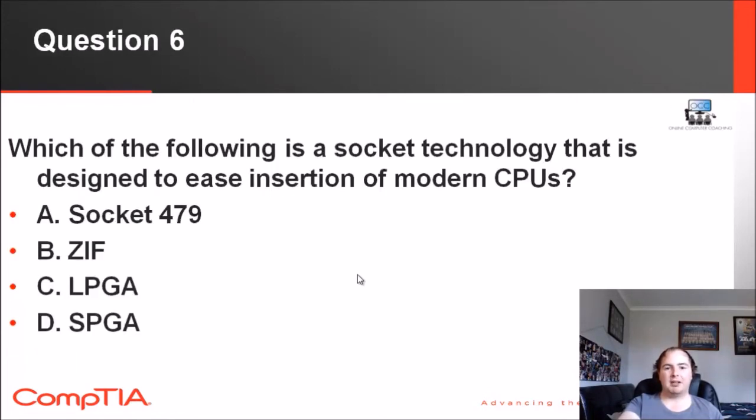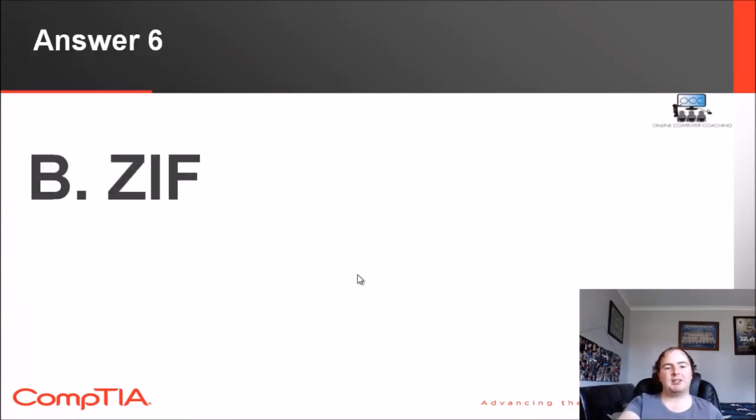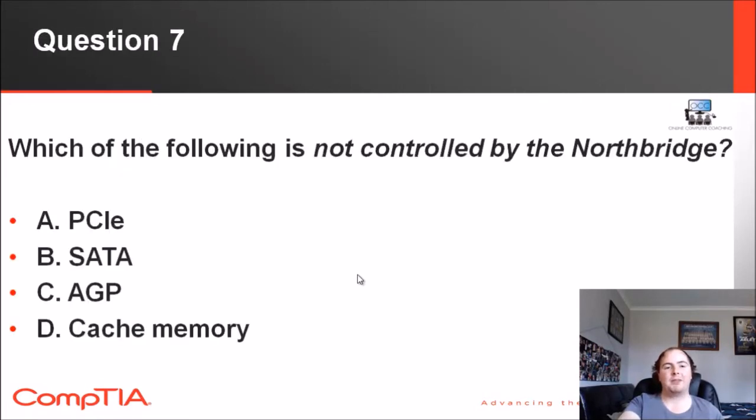Question 6, which of the following is a socket technology that is designed to ease insertion of modern CPUs? So we've got socket 479, ZIF, LPGA, and SPGA. The modern technology is B, ZIF, zero insertion force. This is whereby you can put a CPU in and it'll sort of fit in the holes, and there's a locking mechanism which locks it down. Obviously ensure you have it in correctly first before you lock it down, and the locking mechanism also pops the CPU out.